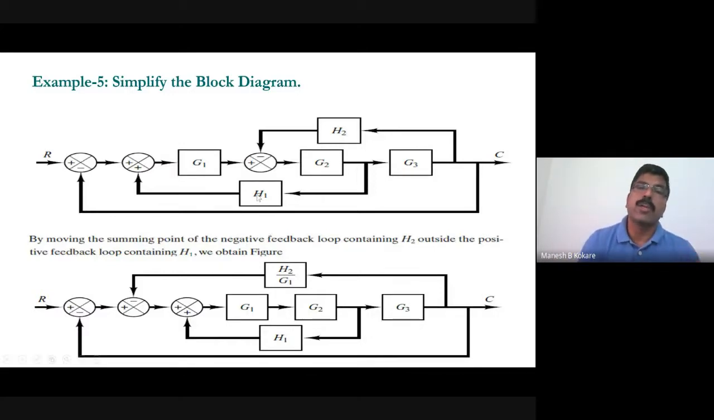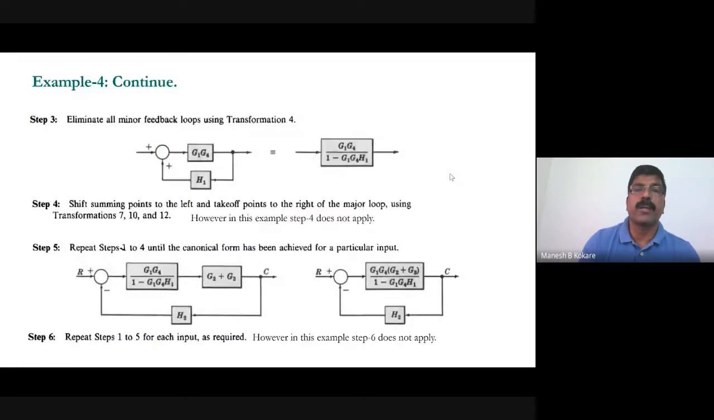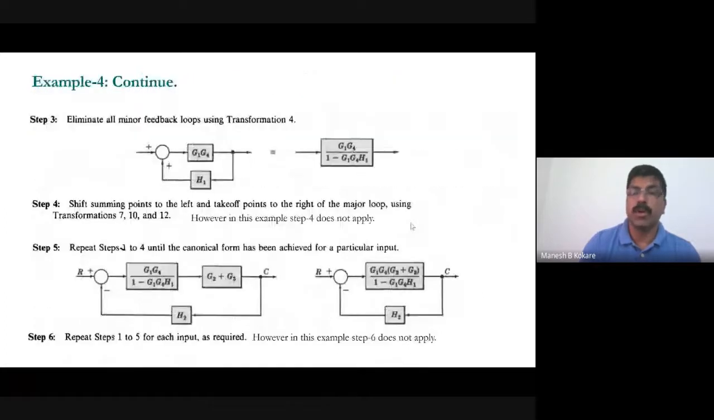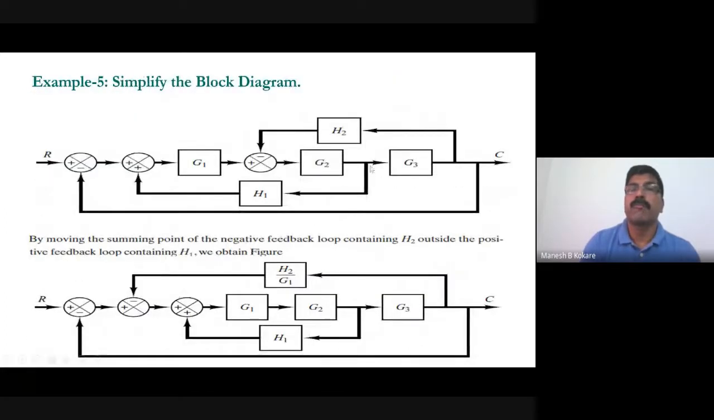See that when you are shifting this takeoff point after a block, what do you have to do? You know that when you are shifting a takeoff point after a block, what was the rule? Shifting a takeoff point after a block, you have to add one more block in this path having transfer function equal to 1 by P. So see that in this problem, when you are shifting this takeoff point after a block, you have to add one more block having transfer function equal to G3, right? G3.